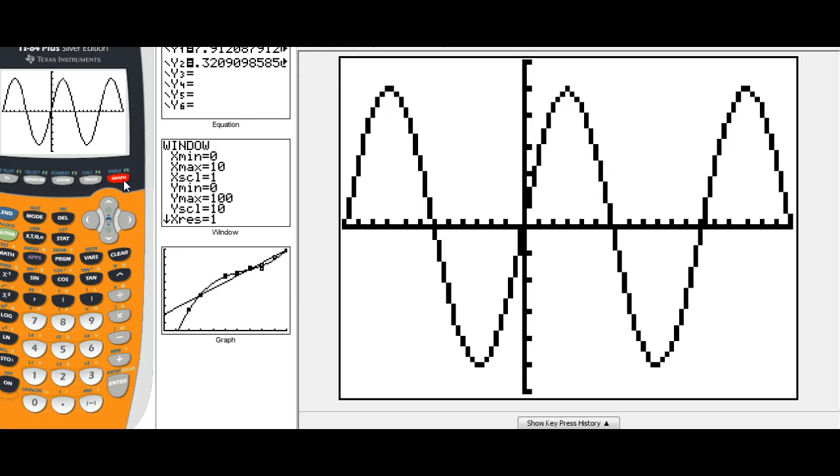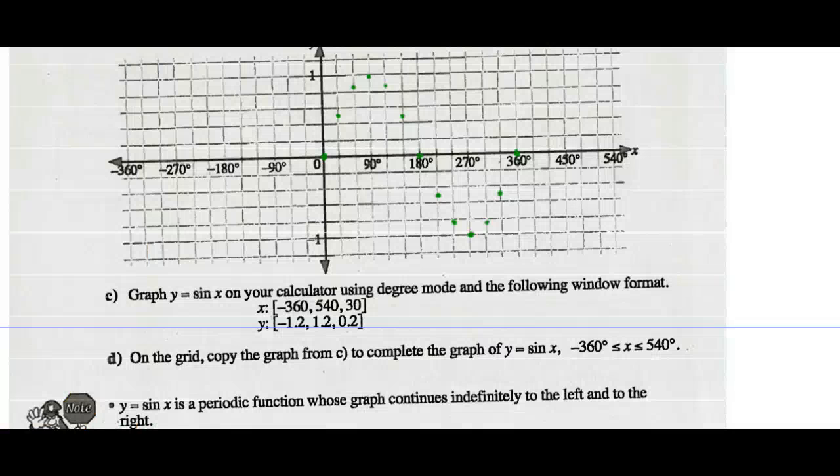Part D in our notes says, on the grid, copy the graph from C to complete the graph of y equals sine x between negative 360 and positive 540. All right. So we've got part of this already. We've got this part of the curve. If I join that up. So we've got that part of the curve. They want us to continue this. So there's some key points happening here. We know that at negative 90 it should go to negative 1 and then back to 0. 270 is back to positive 1, back to 0. So I can continue this graph so it looks like that, to negative 360 and to positive 540. At 450 we should be at 1 and at 540 back to 0. All right. So there's the graph just like we have on our calculator.